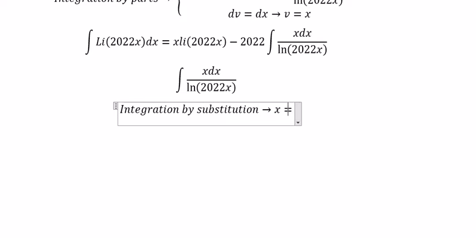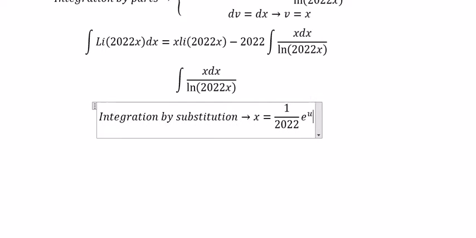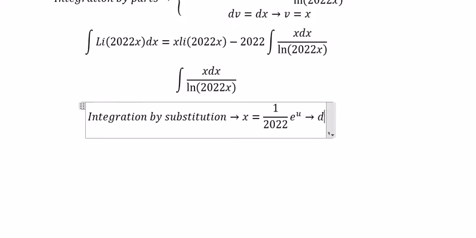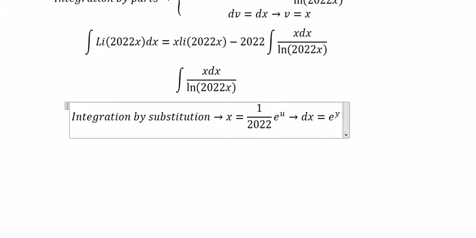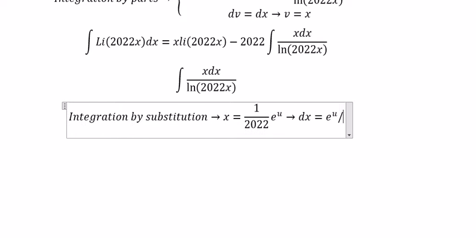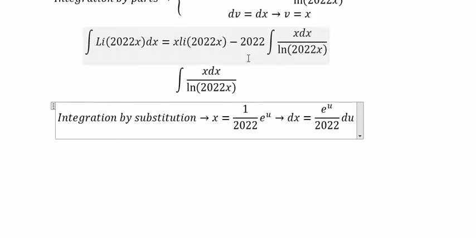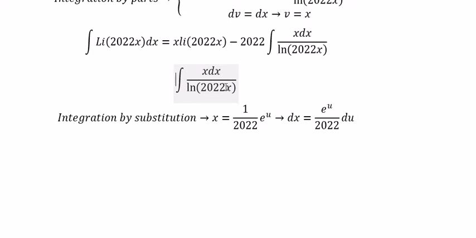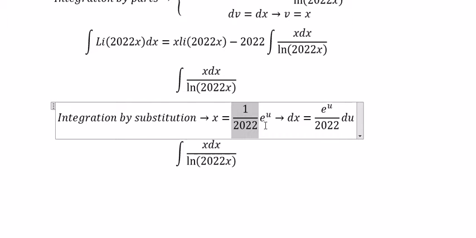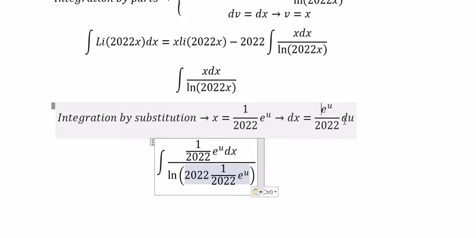So we put s equal to 1 over 2022 e to the power of u. So you got ds equal to e to the power of u over 2022 du. So we put this one go in here, and this one go in here. The s we change for this one.